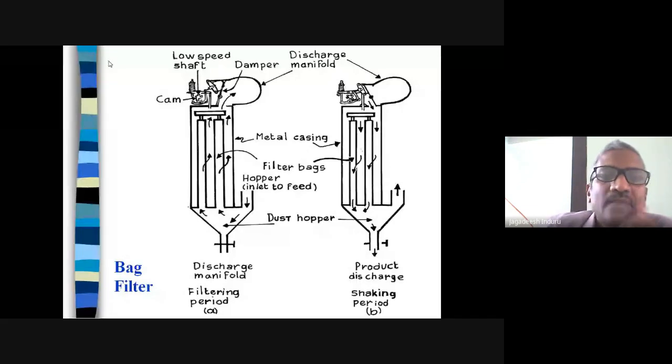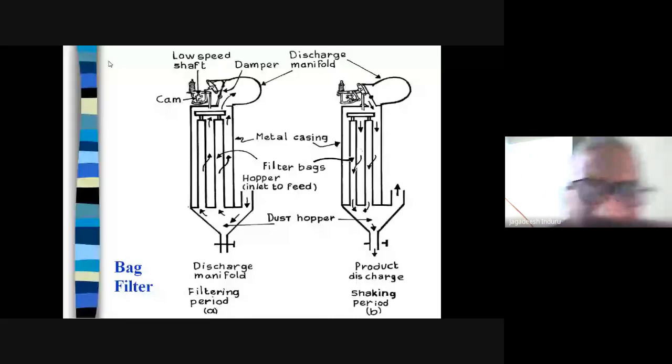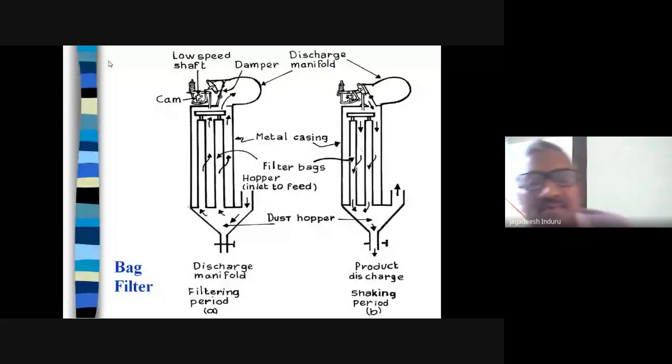Now we are going to see the construction part. The working has two things, A and B: the filtering period and the shaking period. What is the filtering period and what is the shaking period? The first phase of your separation is filtering. The second is shaking. Now we will see the working of it.